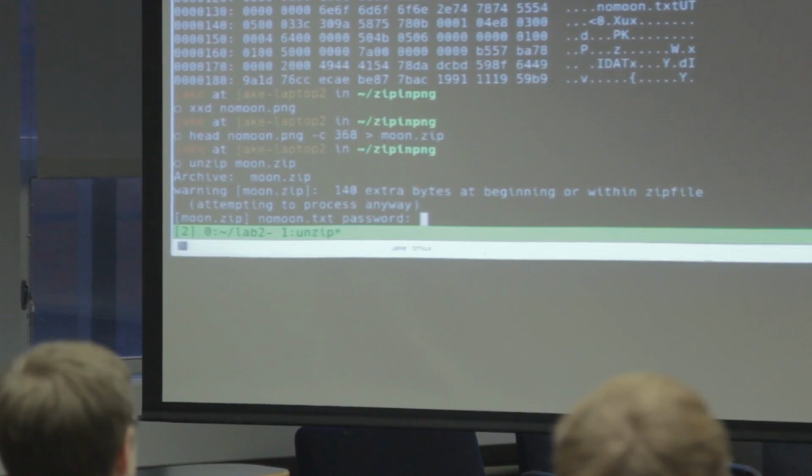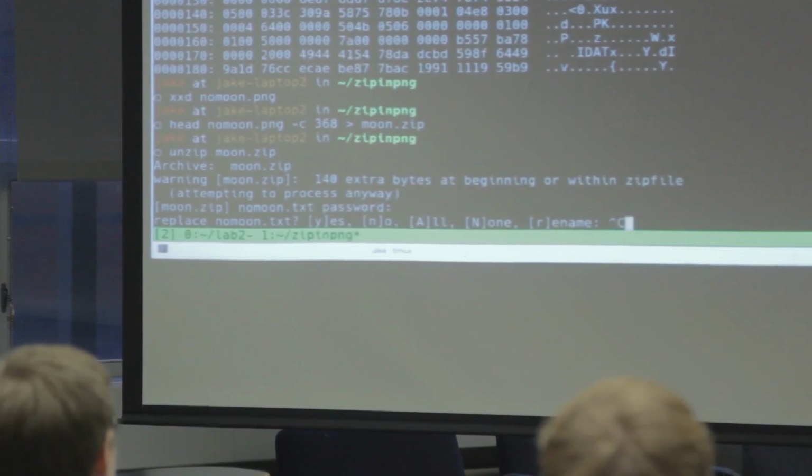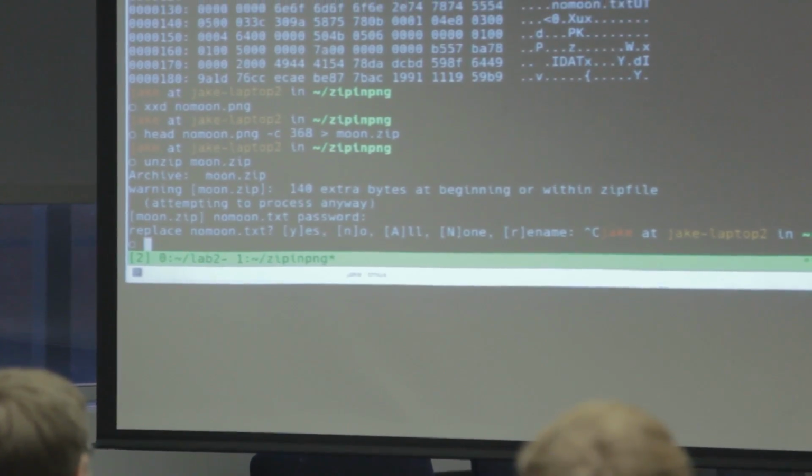And then you need to brute force the password, which I think is moon. Yep, it is. So that is how this one is completed.